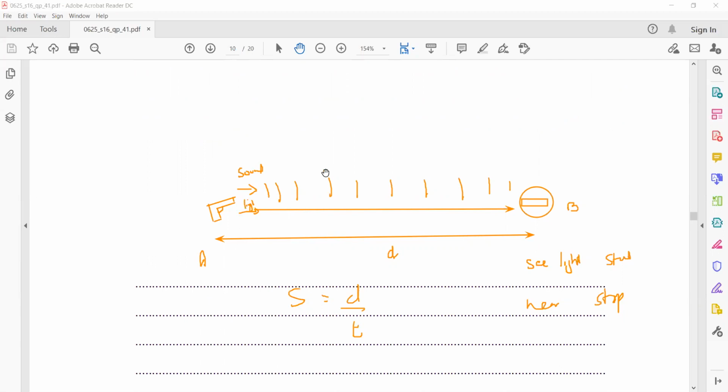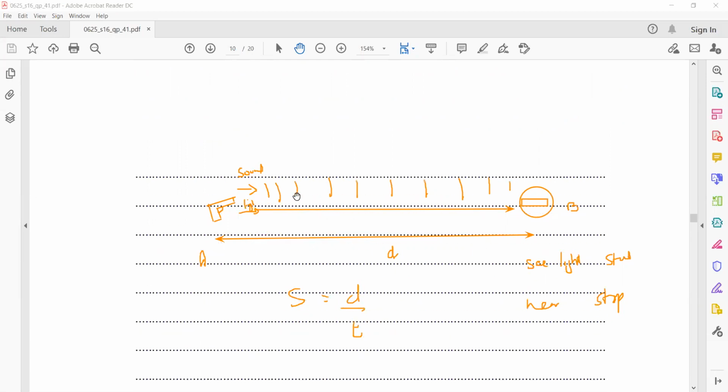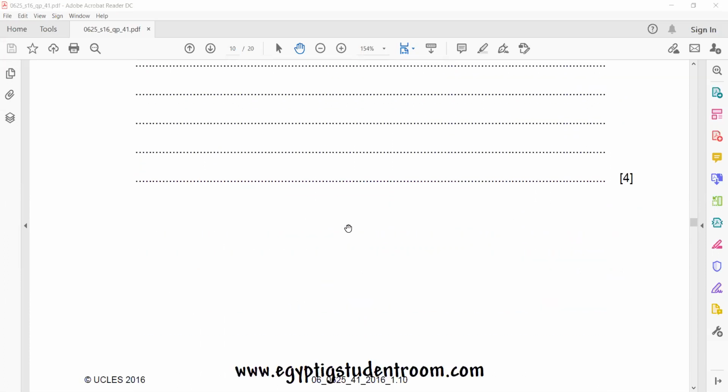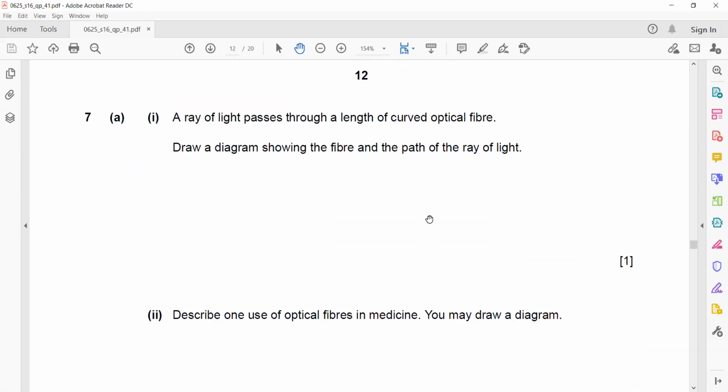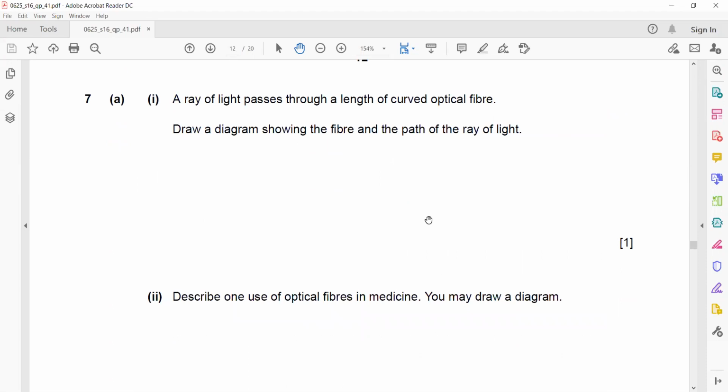You have to draw optical fiber, or fiber optic, and show the direction, but don't show too many reflections. If you draw it in this manner, then it is not correct. Not too many reflections should be there. And this we already discussed in the discussion of the light topic, like how optical fiber is used in medicine.